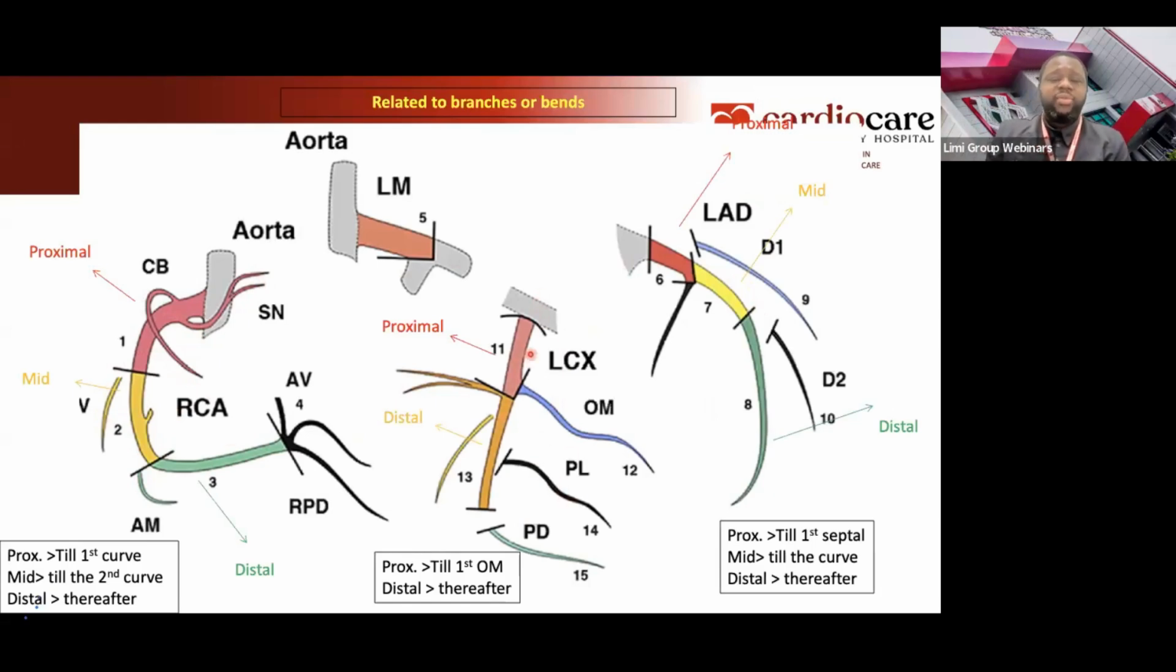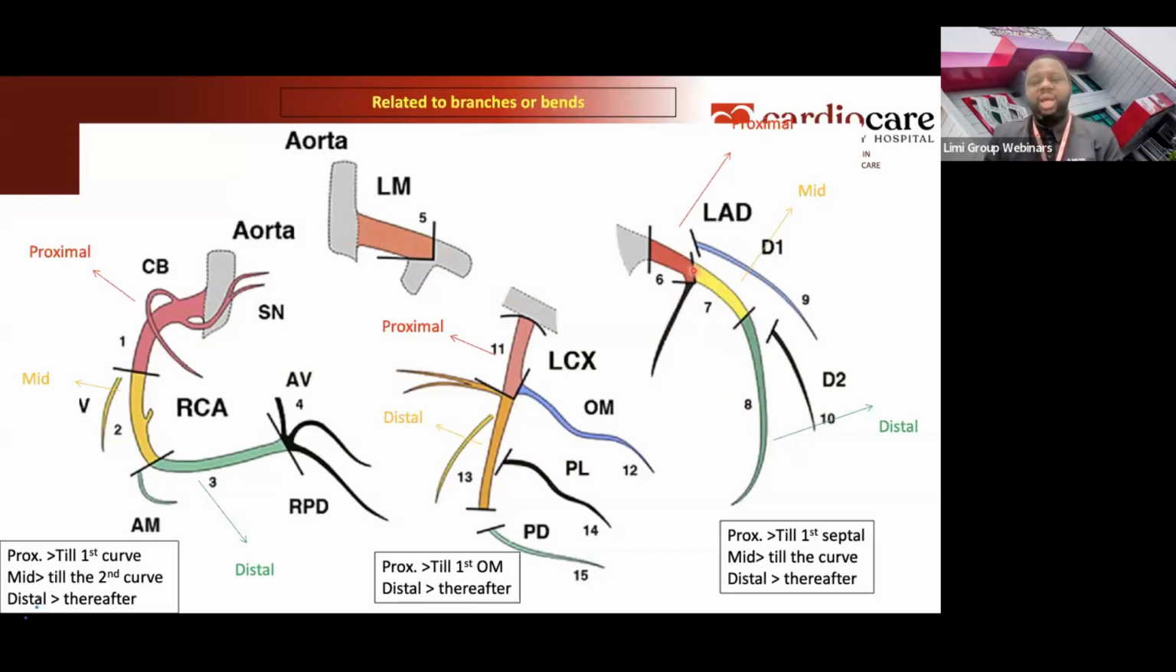Then you have the left circumflex giving off the obtuse marginal, and sometimes it might give off the PDA. You have the left anterior descending giving off septals and diagonals. We're able to decipher this first part that comes out from the aorta. We call that the left main. Then it gives off the circumflex. This proximal part, from the point of origin of the circumflex to the origin of the first OM, we call the proximal. Thereafter, it's a distal. So circumflex only has proximal and distal, while the LAD has proximal, mid, and distal.